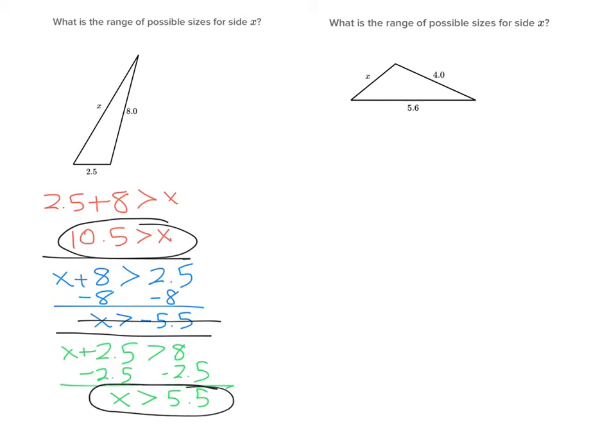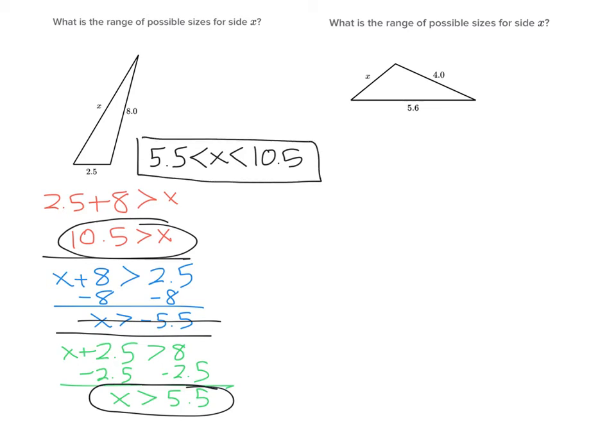So I can write this as 5.5 is less than x, which is less than 10.5. So here's my possible range of x values. X is between 5.5 and 10.5. We can set up the same thing over here to solve this problem.